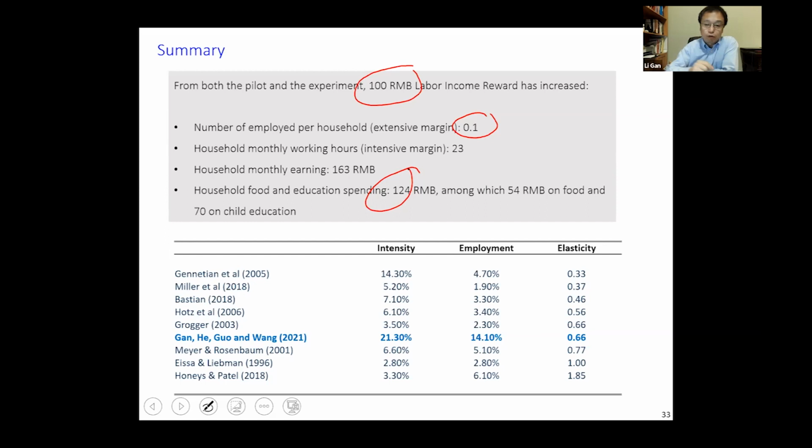So this study, compared with other studies in the literature, has the largest intensity. We basically stimulate them; we pay them 21% on average of their pre-experiment income. That's pretty substantial, and obviously that has the largest employment effect on average, 14% in fact, but the elasticity is right in the middle, 0.66. Some other studies pay less, some pay a little bit more. So we have a strong intensity.